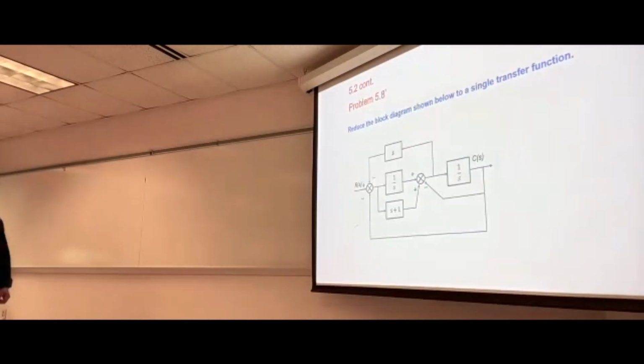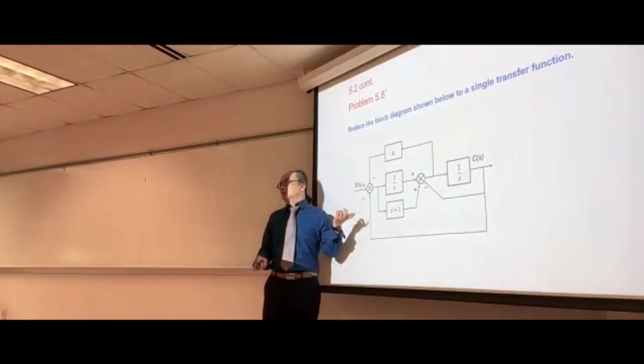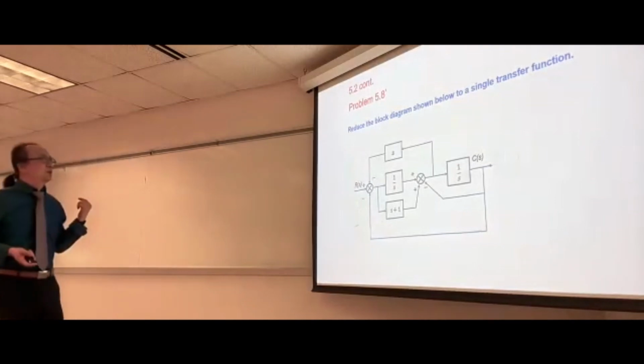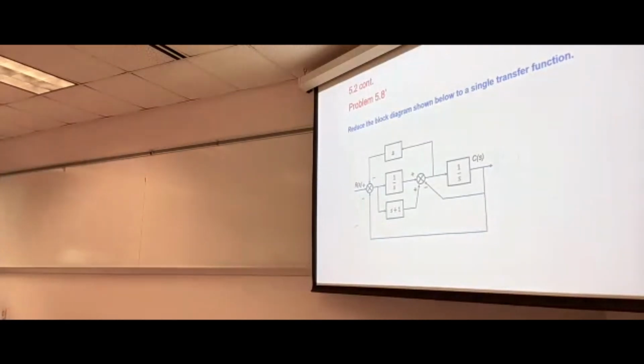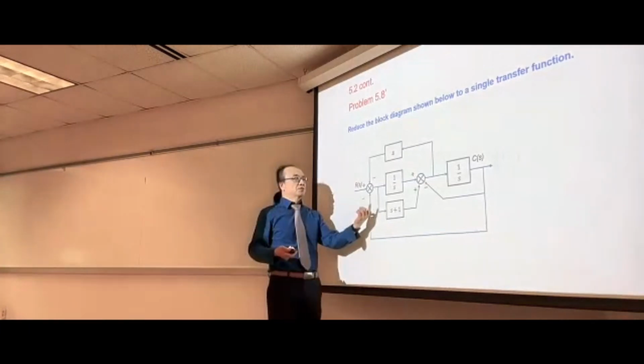This is problem 5.8 prime, so I modified it a little bit. If you know how to do this, you should be able to do one of the homework problems, which is 5.8. So this is the second page of your handout. Now reduce this whole set of boxes into one transfer function.